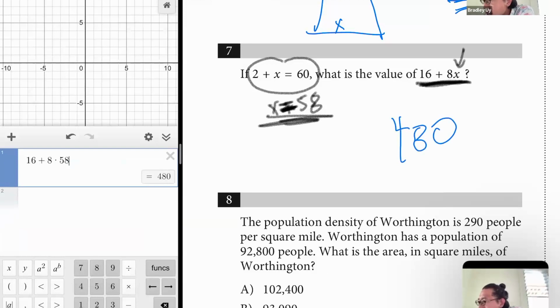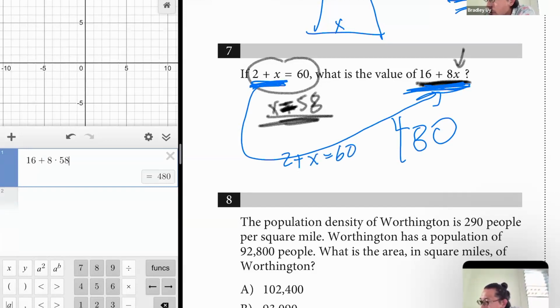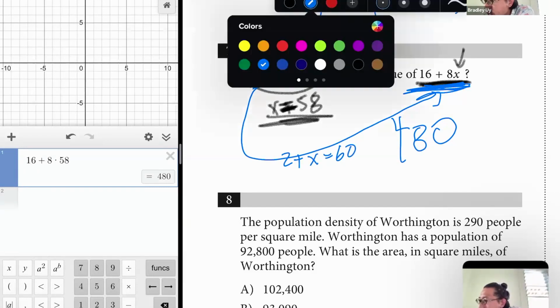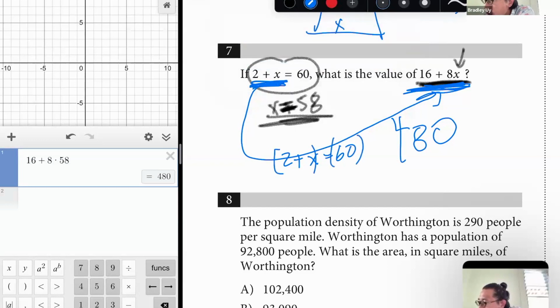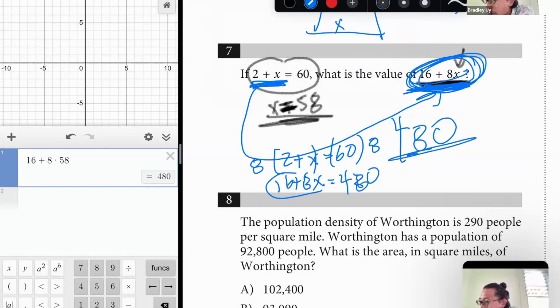Another way to confirm this is you might realize there's some constants between 2 plus x and 16 plus 8x. What we're basically doing to get from 2 plus x to 16 plus 8x is multiplying by 8. So if you had 2 plus x equals 60, which is your starting point, and you multiplied the left side and the right side by 8, you would get 16 plus 8x, which is the expression we are trying to solve for, and that would be 480, okay, which confirms your previous answer.